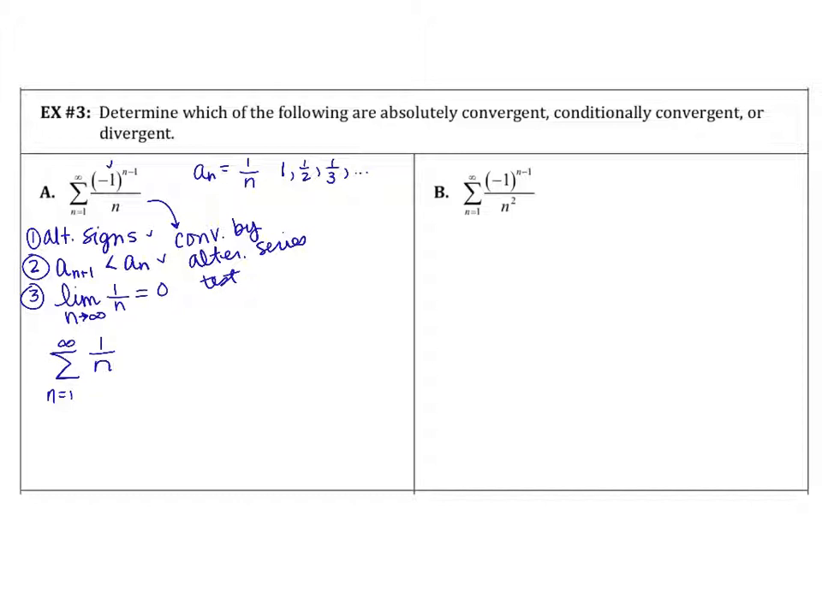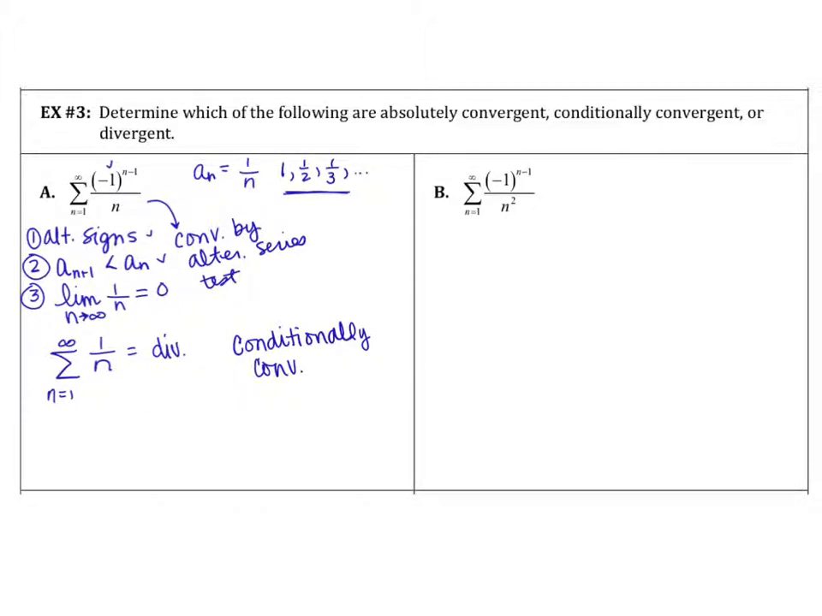If I look at it without the sign changing, we see that that is the harmonic series, and this diverges. So notice that this is going to be conditionally convergent. Again, we see that because if I do the absolute value, in other words, I just look at the series as it is without the alternating signs, then this is conditionally convergent.